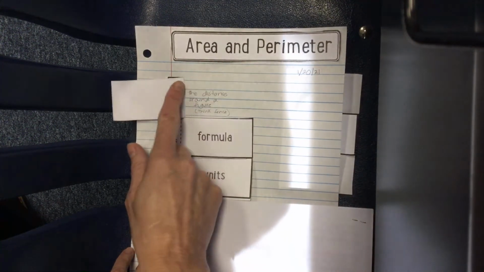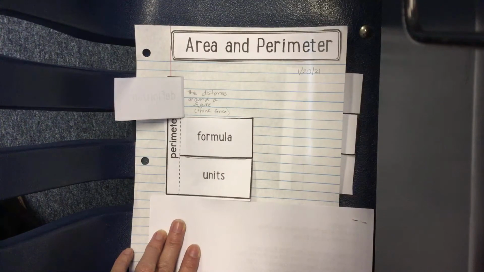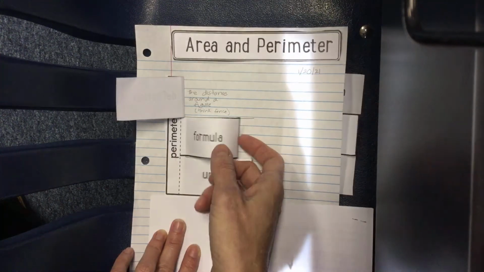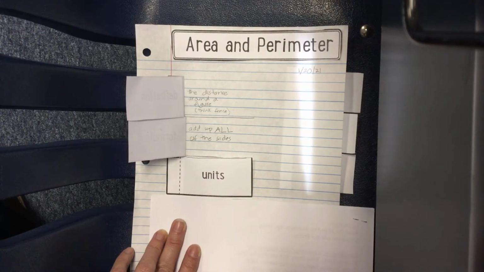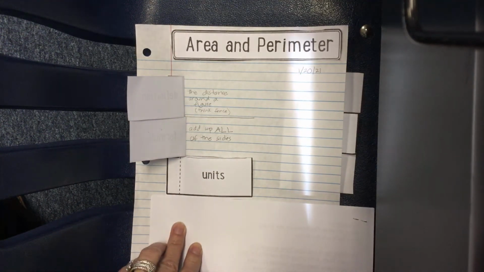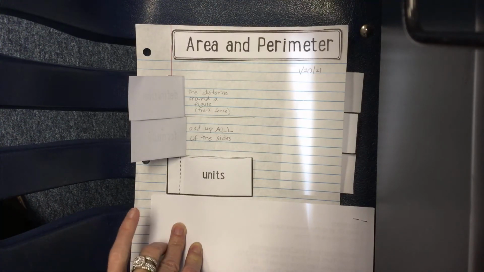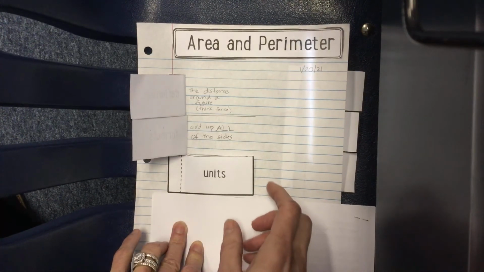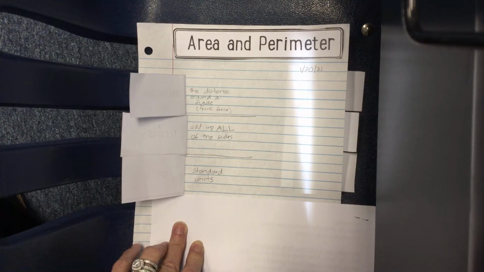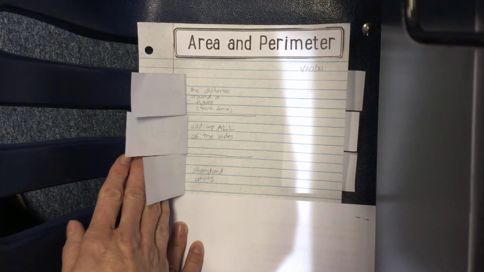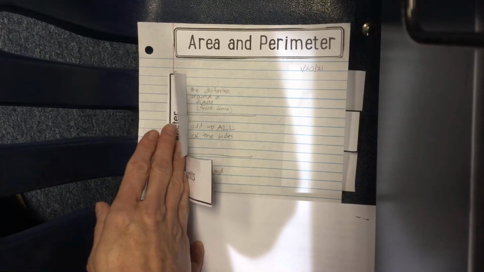So your definition of perimeter is the distance around a figure. Think like a fence, the distance around a figure. Your formula for finding perimeter is to add up all of the sides. So if it's a triangle, it would have 3 sides. If it's a rectangle, square, any type of quadrilateral, 4 sides, pentagon, 5 sides, and so on. And your units in perimeter are standard units, meaning there are no squared units. It's just inches, feet, yards, miles, etc.